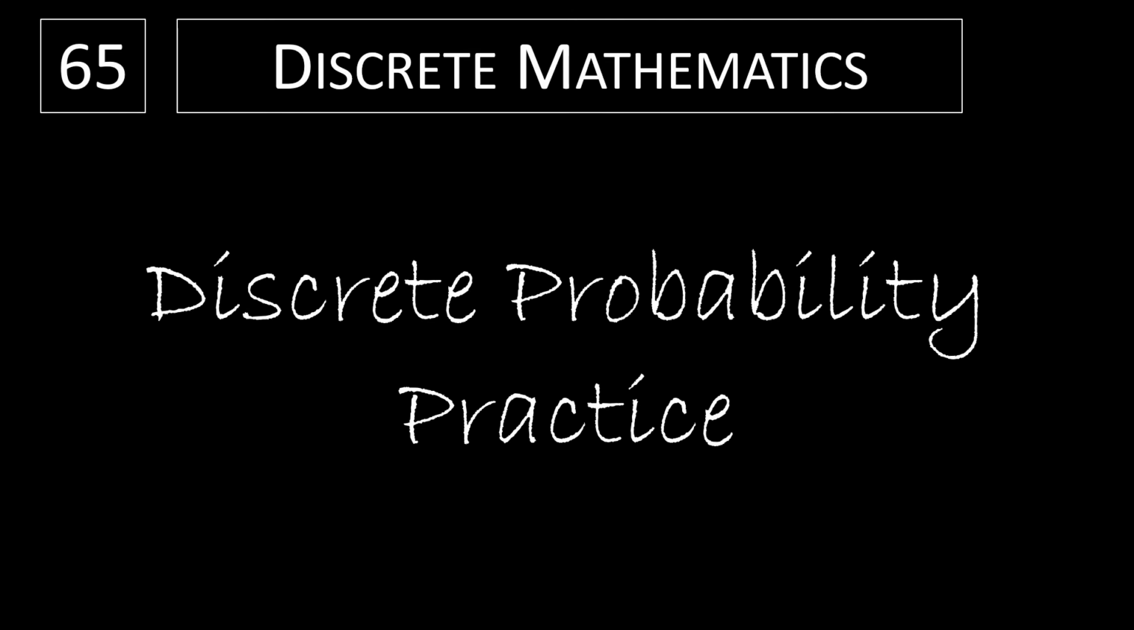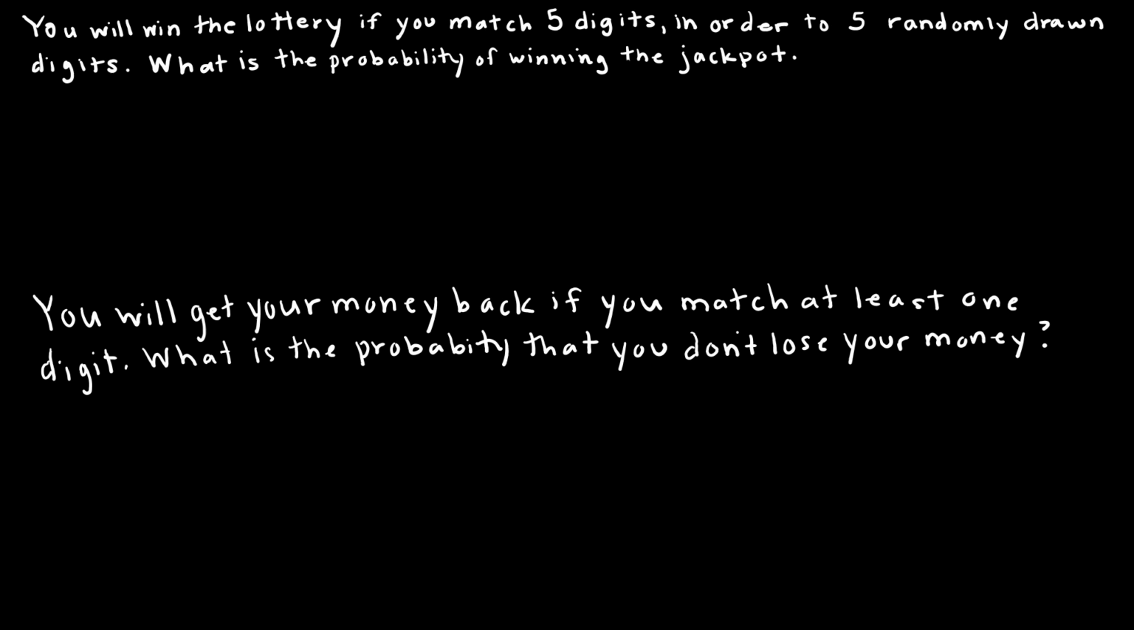In this video, we are going to practice those discrete probability concepts we learned in our last video. So obviously we're going to talk about probability, then we have to talk about the lottery because that clearly relates to probability. So let's say this particular lottery, I can win if I match 5 digits in order to 5 randomly drawn digits. So remember, whenever they talk about digits, they're talking about 0 through 9, and there are 10 digits.